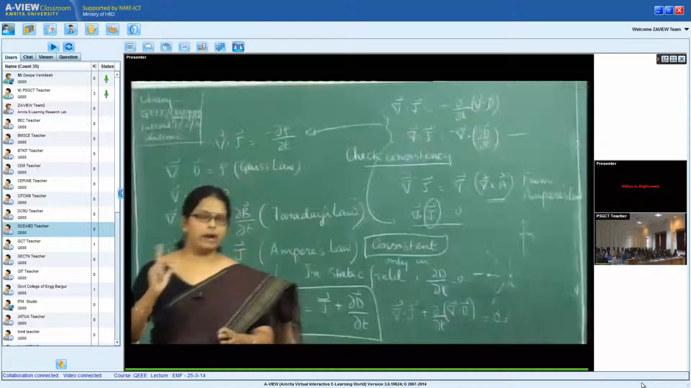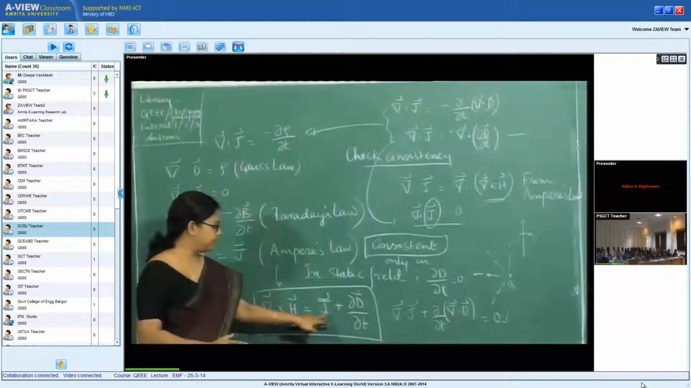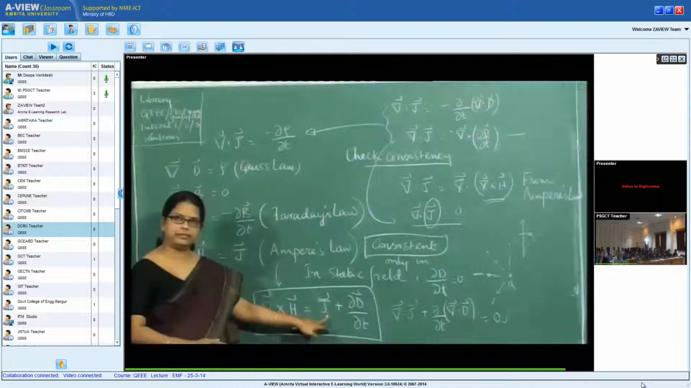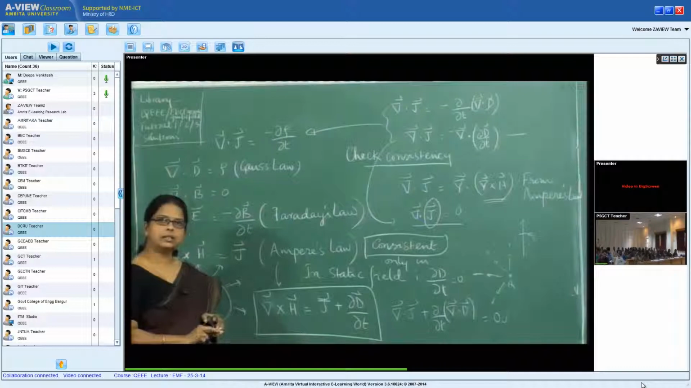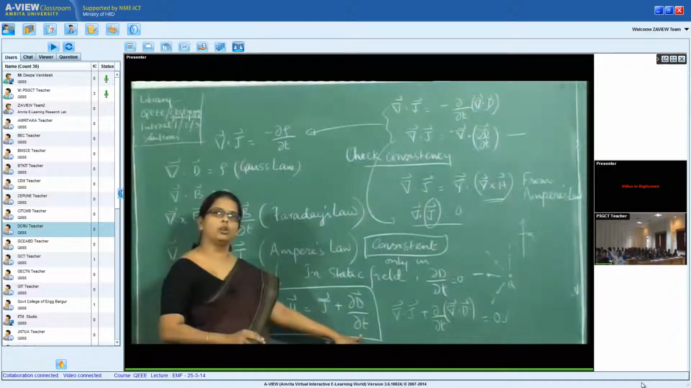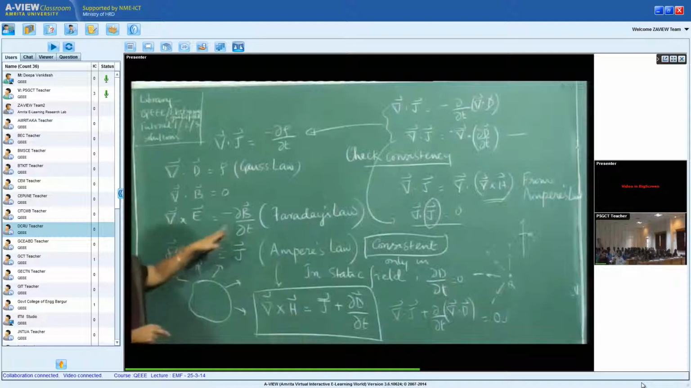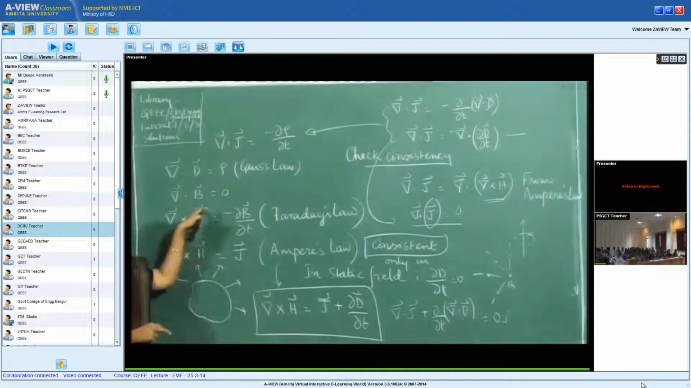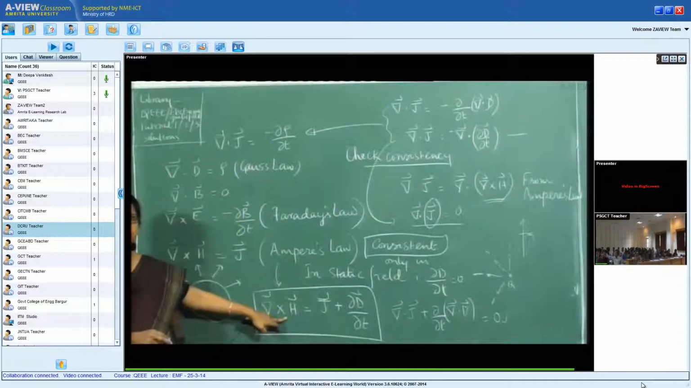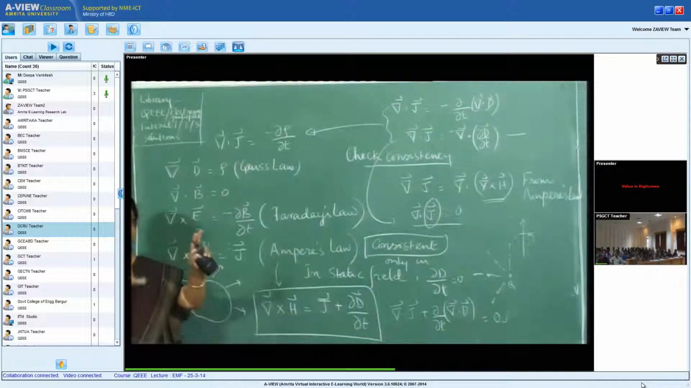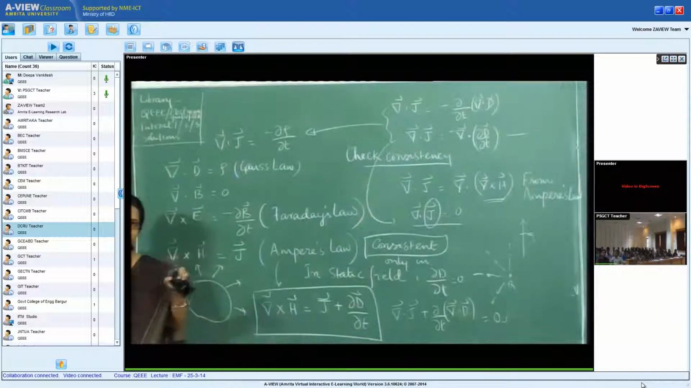One contribution by the static current, another contribution from the time varying electric field. That is the physical meaning. Magnetic field is contributed not just by the steady current, it is contributed by the time varying electric field also. Just like a time varying magnetic field is contributing an electric field, a time varying electric field is contributing a magnetic field. So that there is complete symmetry between electric field and magnetic field.